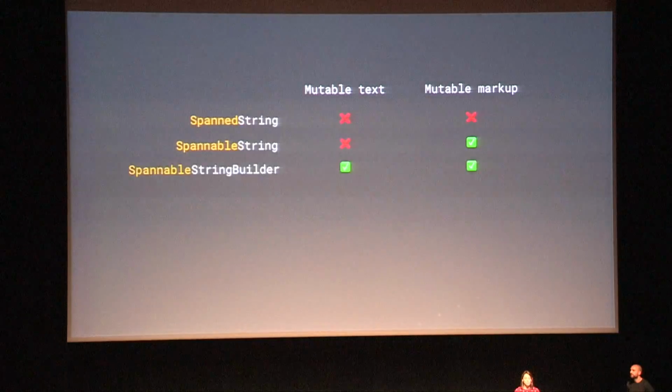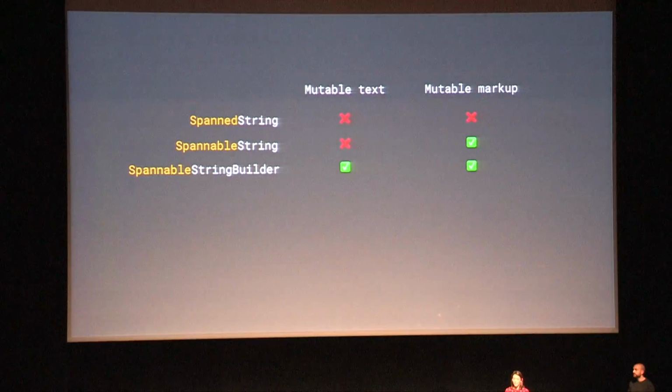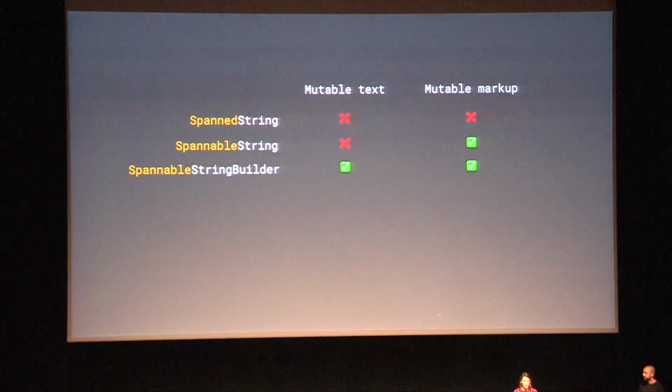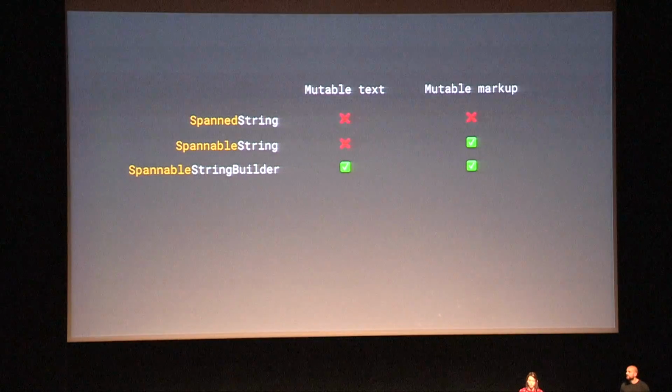And then we have some concrete classes that implement these interfaces. So we have a SpannedString that has immutable text and markup, a SpannableString that has mutable markup, and a SpannableStringBuilder that has both mutable text and mutable markup. So which one should you use?